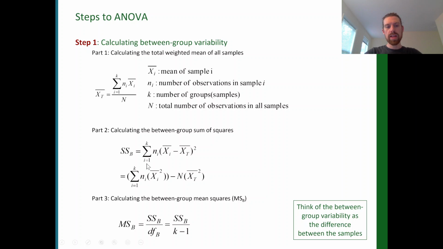And then basically in part 3, all we're doing is we're taking that SSB value from the between group sum of squares and dividing it by the number of degrees of freedom for the between groups, okay? So here what we've got is the SSB as the numerator, and then the denominator is the number of groups k that we've got minus 1 to get the number of degrees of freedom, and that gets us our MSB value.